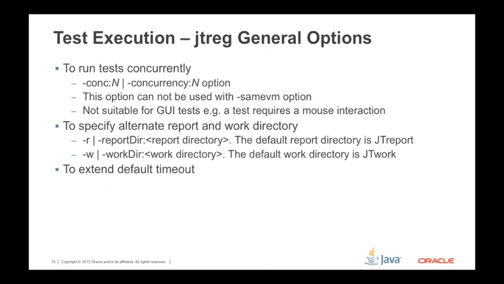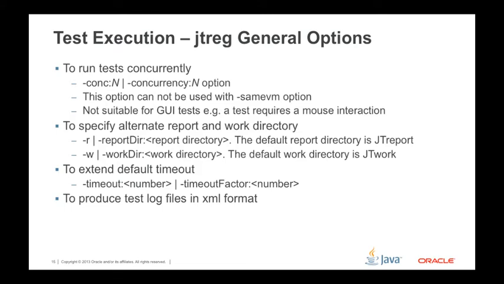To extend the default timeout, use -timeout:(number). This number is just a scaling factor. That is, if the number is 2, the time is extended to 240 seconds, because by default JTREG takes 120 seconds.